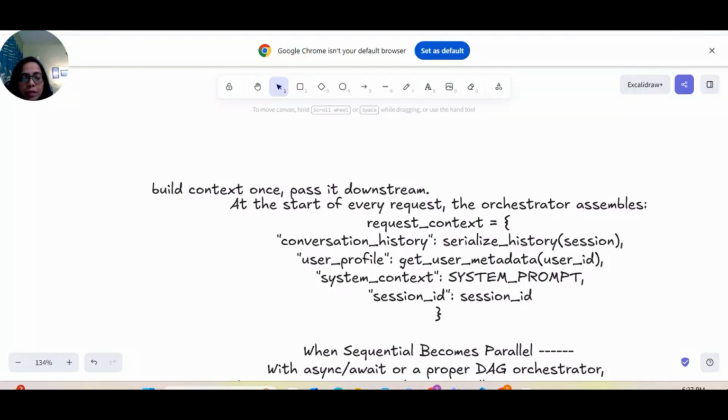How can this be reduced? It's the same information getting repeated. So what is the solution? Build context once and pass it to the downstream.